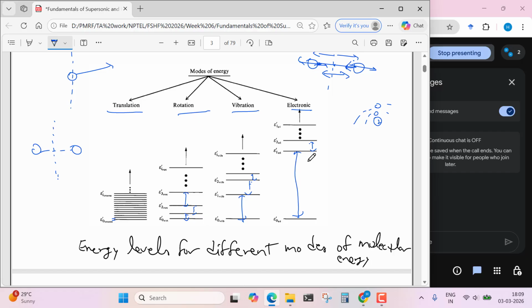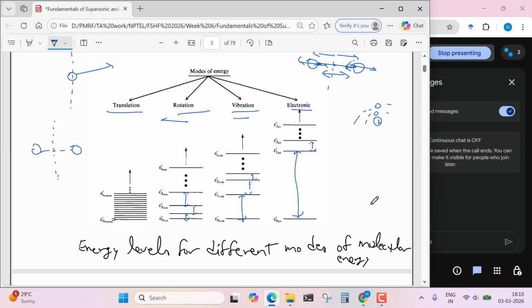From this you can see that to start the translational and rotational modes of energy, it will need very little energy, while for vibrational and electronic energy it will need higher energy. This is for a molecule. For an atom there will not be any rotational or vibrational energy. There will be only translational and electronic energy.